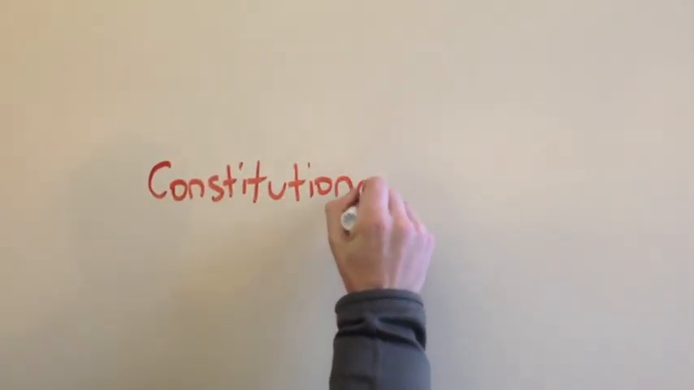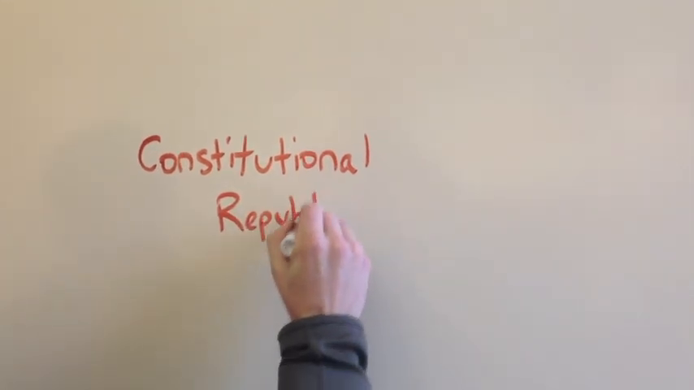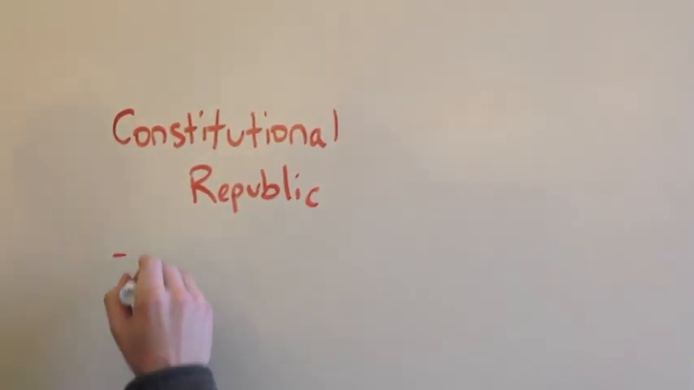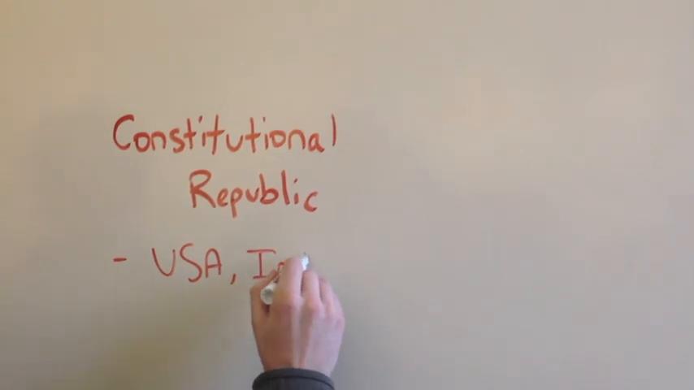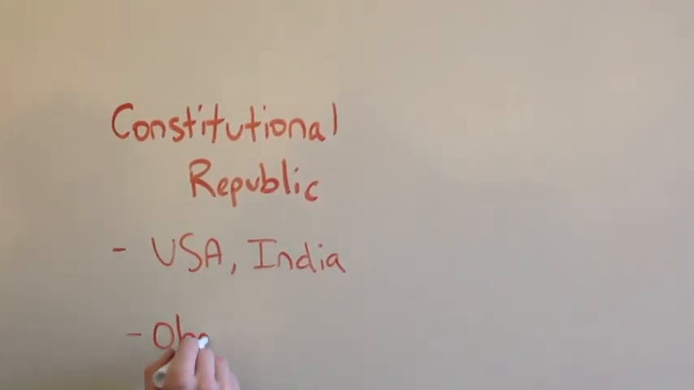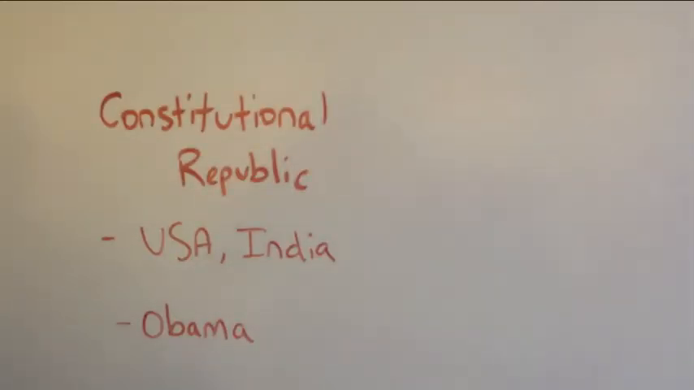A constitutional republic is led by representatives of the voters. Each is individually chosen for a set period of time. An example of countries that have this form of government are India and the United States of America, and an example of a leader is Barack Obama.